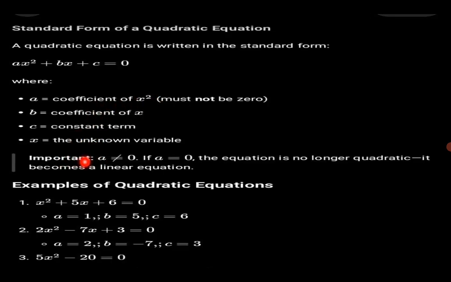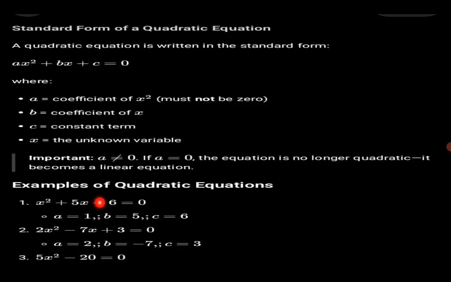So it is important to note that a should never be equal to 0. If a is 0 here, the equation is no longer quadratic. It becomes a linear equation, because you end up having bx plus c equals to 0. So since the highest power after this is multiplied by 0, this is going to collapse. So the highest power will end up being 1. Any expression or equation in which the highest power of the unknown is 1 is linear.